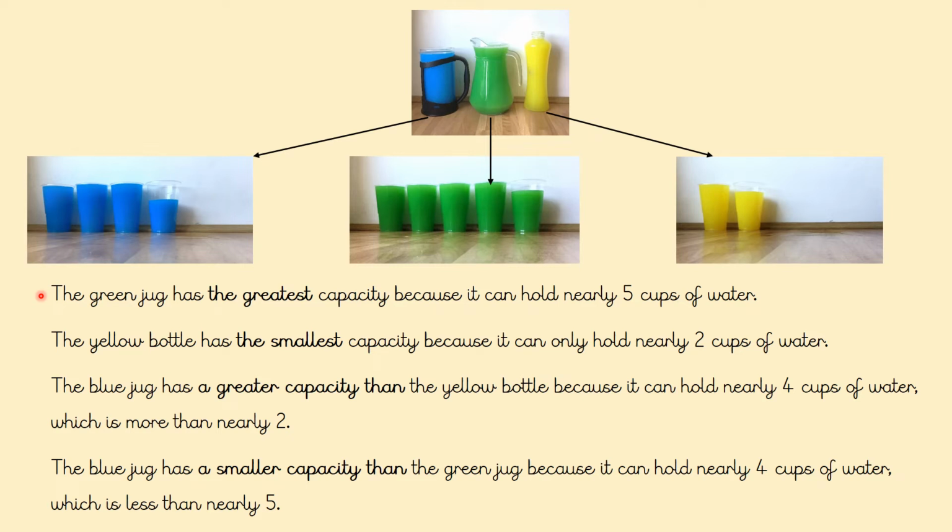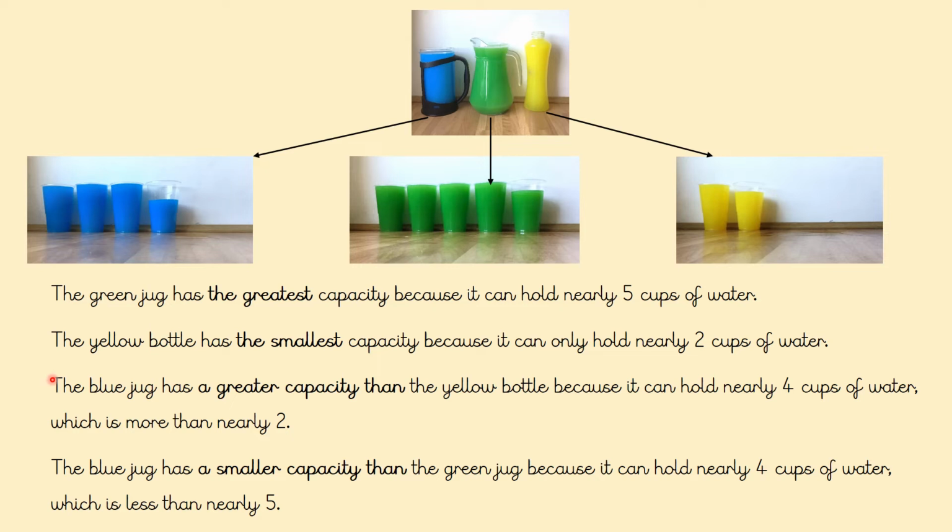I can say the green jug has the greatest capacity, because it can hold nearly 5 cups of water. I could add even more information to that sentence, to make it a bit more detailed, to say the green jug has the greatest capacity because it can hold nearly 5 cups of water. The others can't hold that much, or the others can only hold 4 cups or 2 cups.